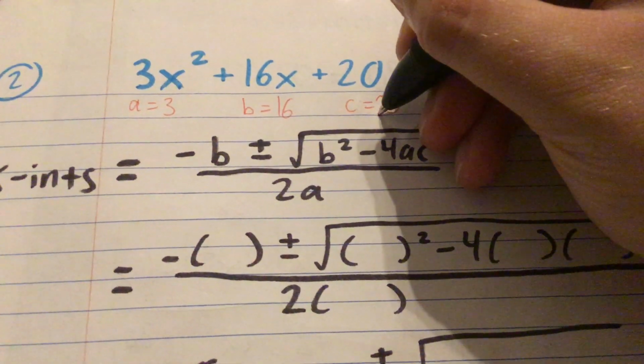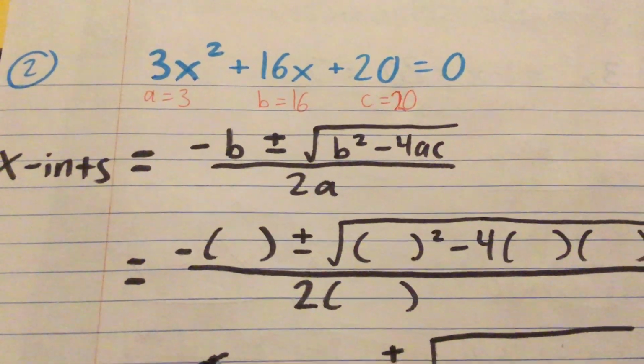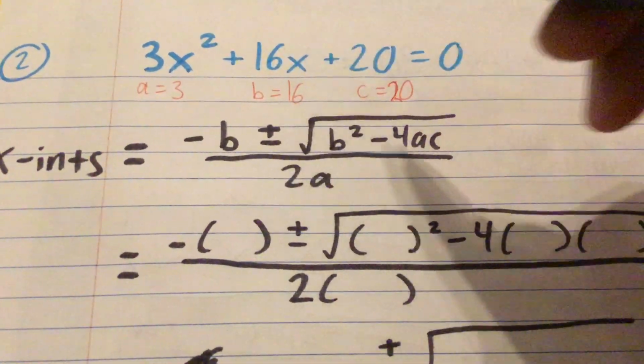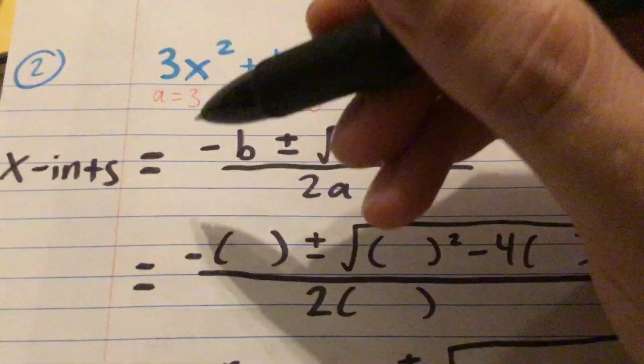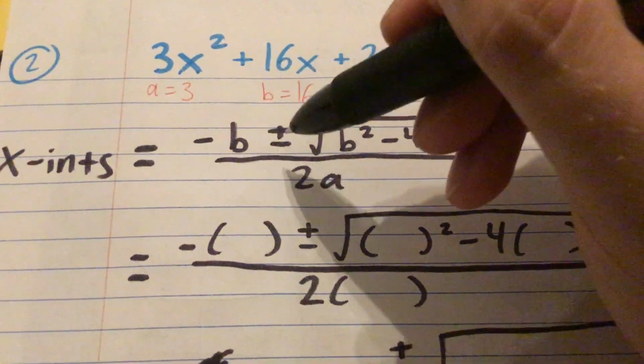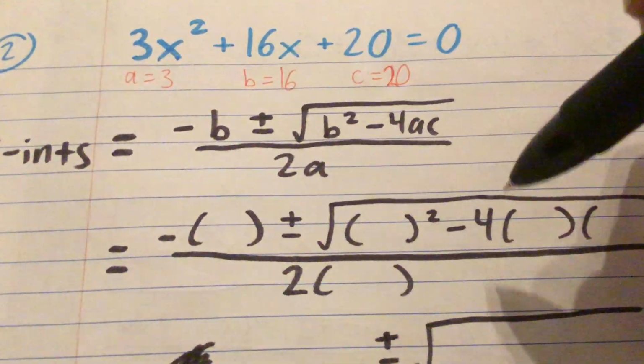20, there we go, not 10, 20. Okay, so now let's put the pieces in. The quadratic formula states that in order to solve ax squared plus bx plus c is equal to 0, then the x-intercepts can be found by plugging in negative b plus or minus the square root of b squared minus 4ac, all that over 2a.